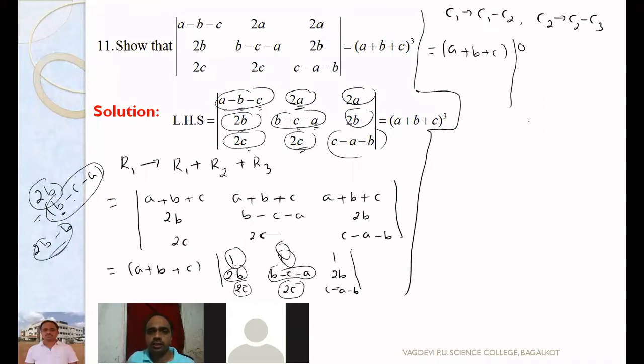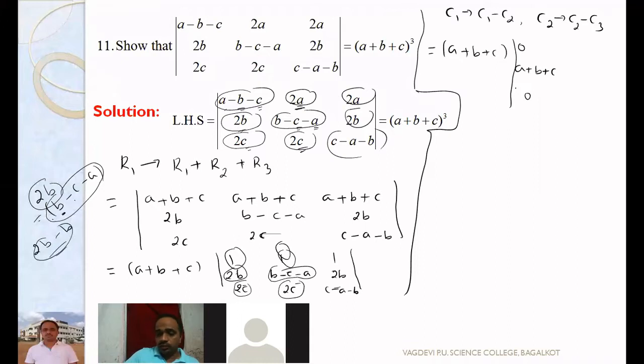Yes, we'll start. C1 minus C2. So a plus b plus c I got here. Then 2c minus 2c is 0.